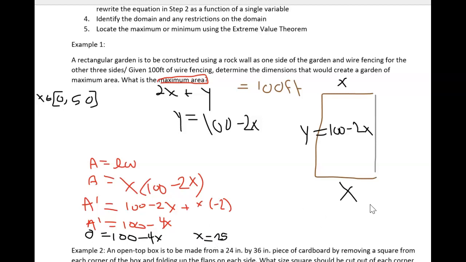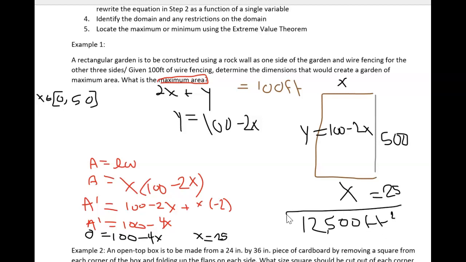So we'll say that the dimensions are 25 by 50, and that the maximum area is 12,500 square feet. And this is how we optimize.